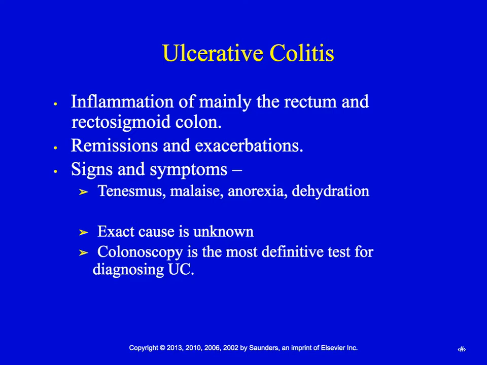Ulcerative colitis is basically known to really manifest in the rectum and the rectosigmoid colon, so that's the lower part of the colon. And Crohn's disease can happen anywhere in the GI tract, and it tends to kind of skip around. So ulcerative colitis is areas of ulcerations in the lower part of the colon. It can cause profound diarrhea.